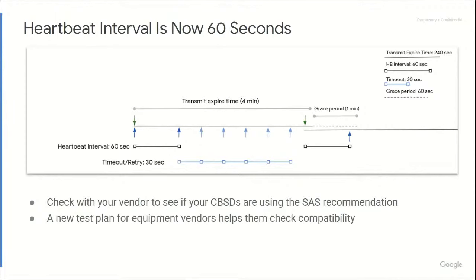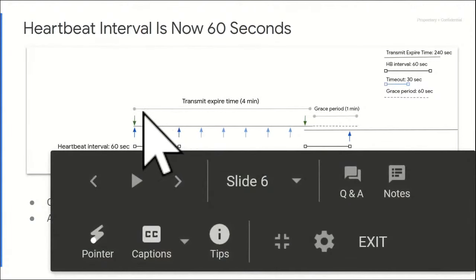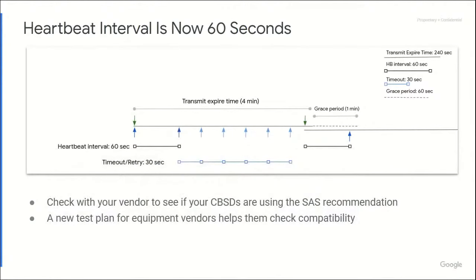So now here's what we have. This graphic shows you the current situation. After 60 seconds, we encourage the device, the CBSD, to heartbeat again. And the retry interval is actually 30 seconds. So if that first 60-second heartbeat doesn't go through due to a network issue, there's 5 additional opportunities with the 30-second retry interval for that heartbeat to work out before we even hit the end of the transmit expire time. Never mind the grace period.